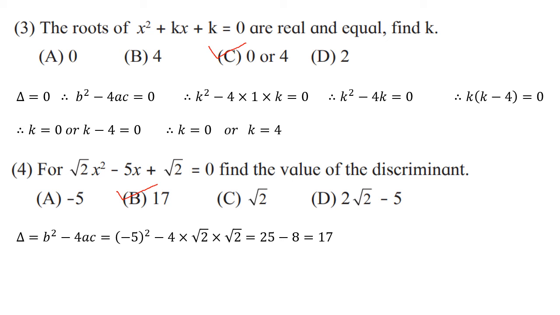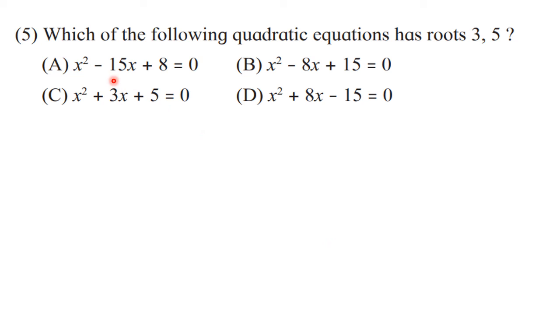Now, let's go further. Question number 5. Which of the following quadratic equations has roots 3 and 5? Now see, we have studied the factorization method, and in that we have seen that the last term always gives the multiplication of these two numbers. So 3 into 5 is what? 15. That means the last number should be 15. So these two options are cancelled because here the number 15 is not present.